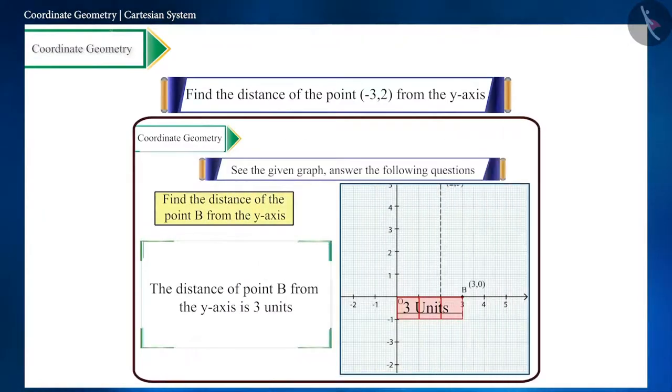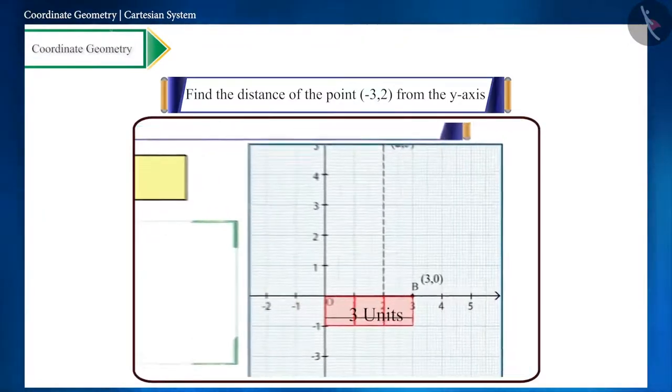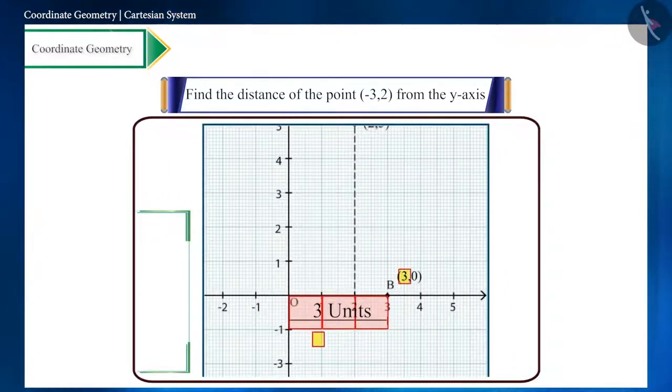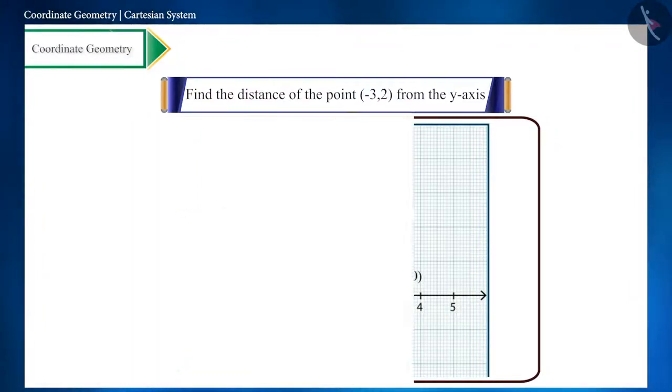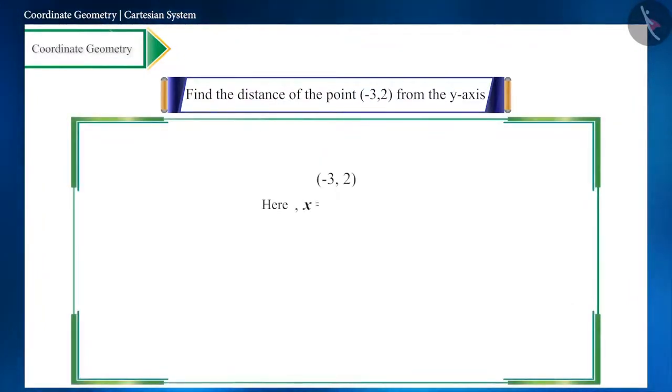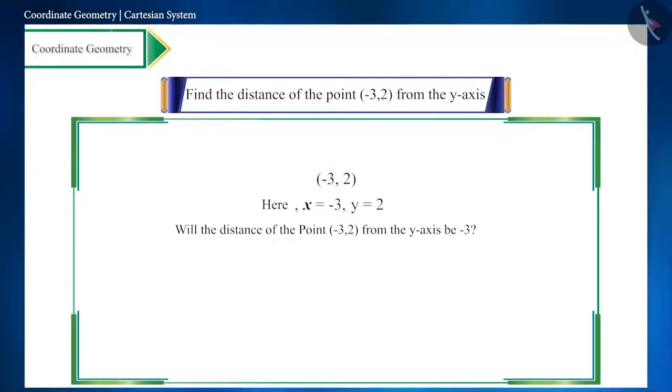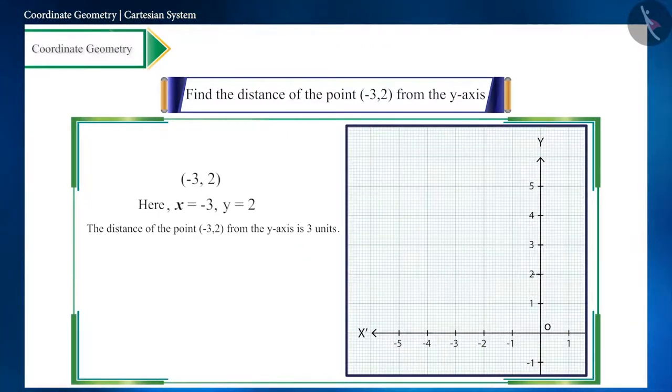Friends, we have seen that the distance of any point from the y-axis depends upon the x-coordinate of that point. Here the x-coordinate is -3. So will its distance from the y-axis be -3? Friends, the distance can never be negative. So ignoring the negative sign, we will say that its distance from the y-axis will be 3 units.